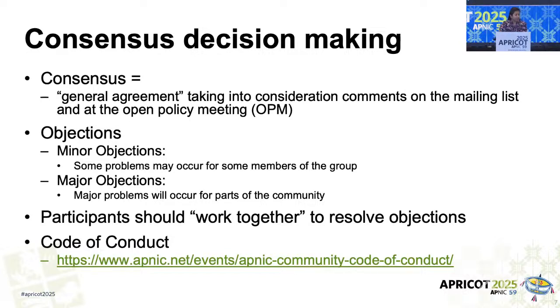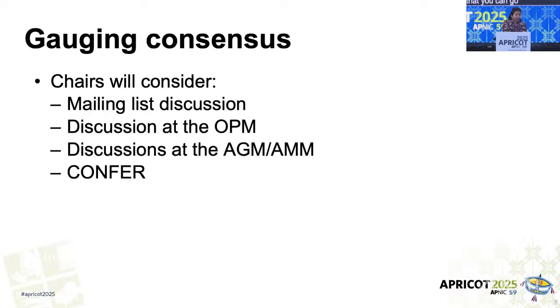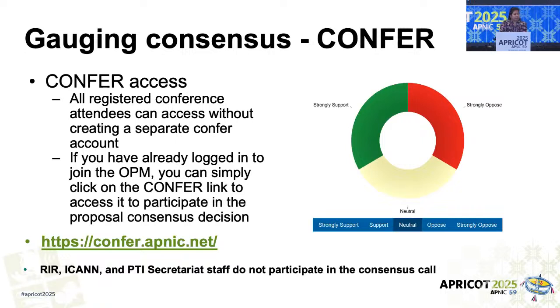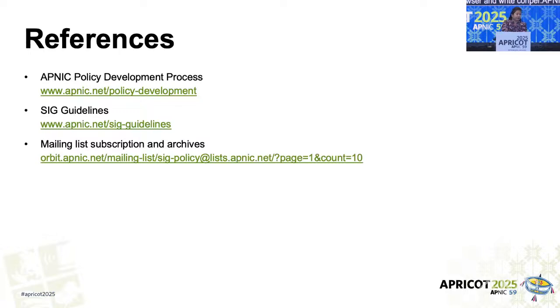You can go through the code of conduct from the below URL. For gauging consensus, the chairs will consider the mailing list discussion, discussion at the OPM, discussion at the AGM, AMM, and Confer. So for gauging consensus, we use the tool named Confer. Maybe you have already used it earlier. All registered conference attendees can access Confer without creating a separate account. You can simply go to your browser and write confer.apnic.net and log in there. RIR, ICANN, and PTI Secretariat staff don't participate in the consensus call. And these are some of the references. Thank you.